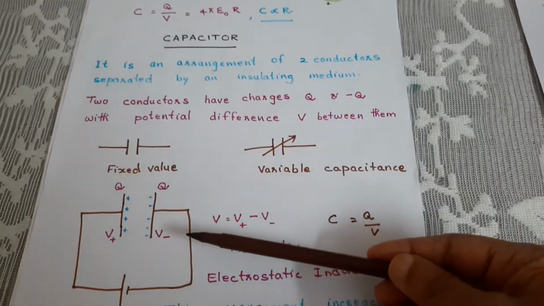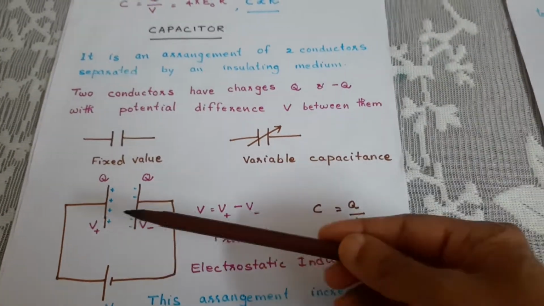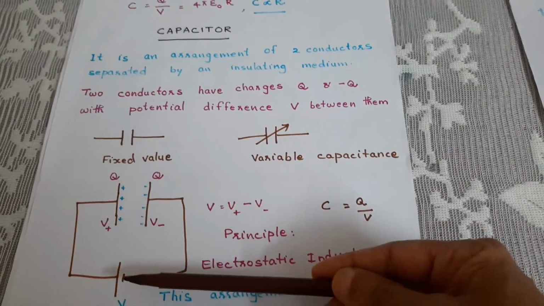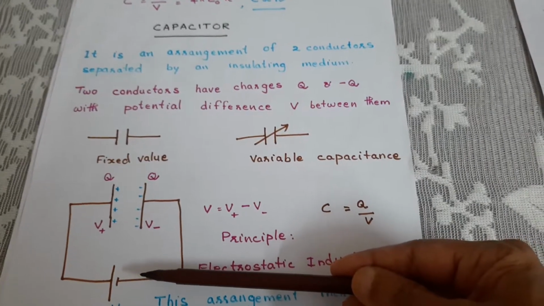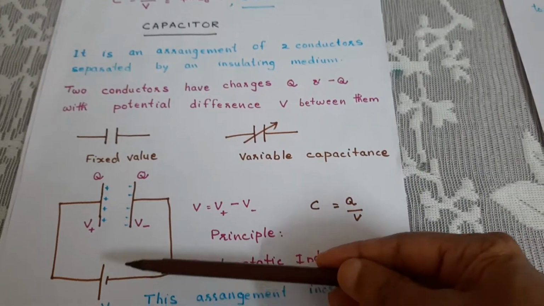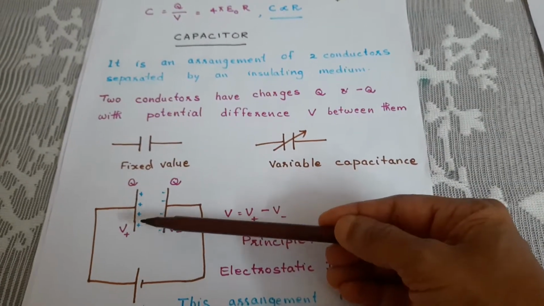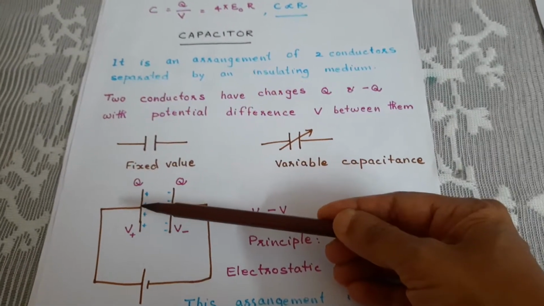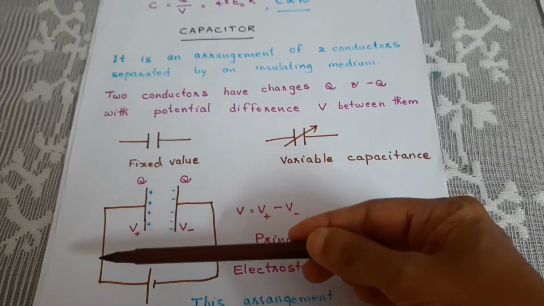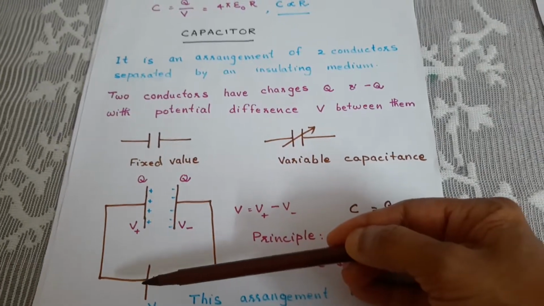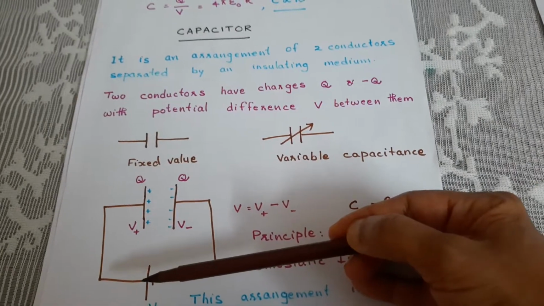A capacitor can be charged using a battery. One conductor is connected to the positive potential and the other conductor is connected to the negative potential. The first conductor acquires a positive charge as the free electrons in the conductor will experience a force towards the positive potential and the electrons will move towards the positive potential.